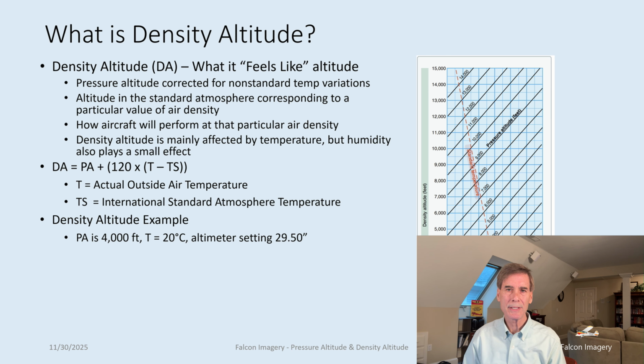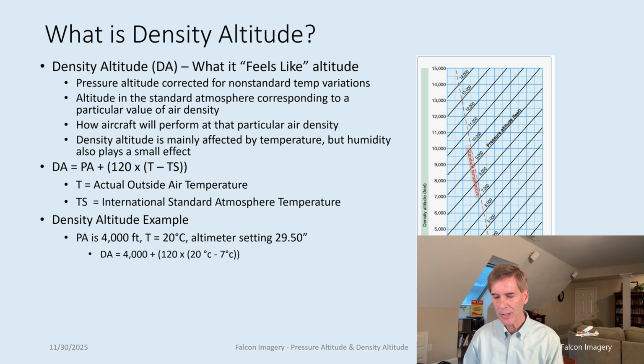So let's look at a density altitude example. If we have a pressure altitude of 4,000 feet and the temperature is 20 degrees Celsius, and we have an altimeter setting of 29.5 inches, let's just kind of go through the math. Well, the density altitude is, again, at 4,000 feet, that's our pressure altitude, first part of the equation, plus 120 times 20 minus 7. Well, where did we get the 20 right there in the given? It's 20 degrees Celsius out.